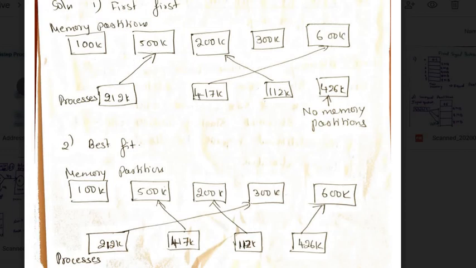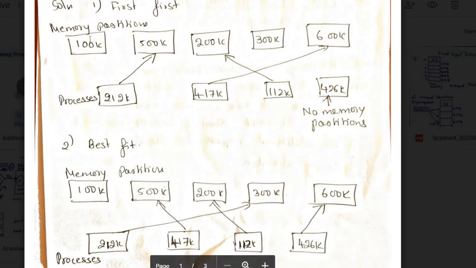Next comes the 417. Again I will start from the first one. Can I satisfy the 417 request using the 100K partition? No. 500 is already occupied. Can I satisfy it using 200? No. Using 300? No. The only one I can use is 600. So 417 could be satisfied by 600. Even though 417 will be occupied, the others will be left free as a hole.